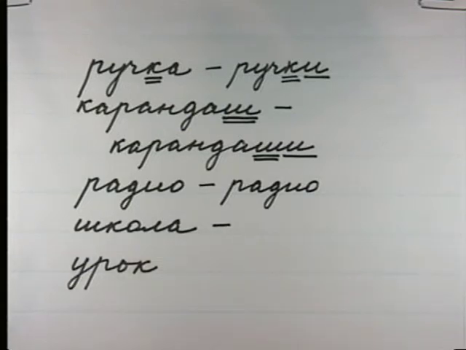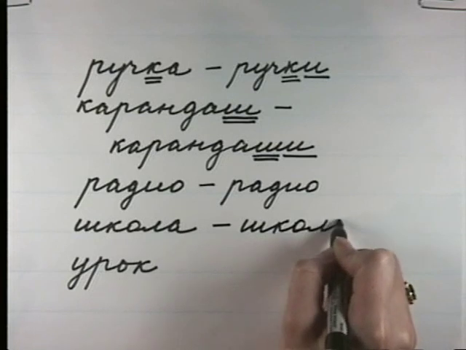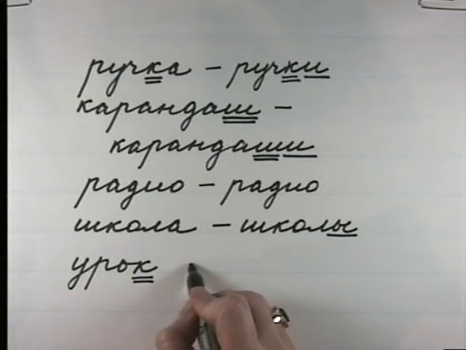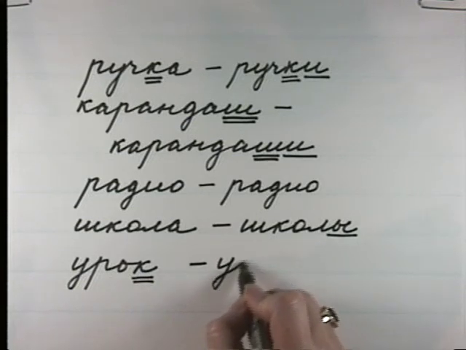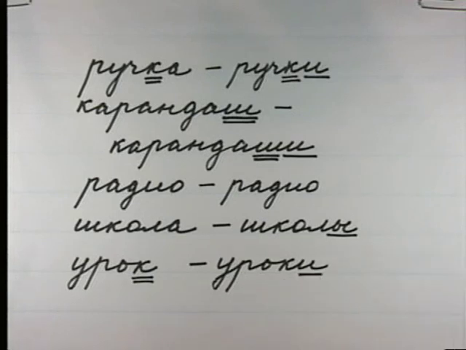Школа. What's going to happen here? Regular ending. Школы. Урок. And again, you need to notice the letter that it ends in. Use the soft ending. Уроки. And we are using the soft ending because of the letter K.